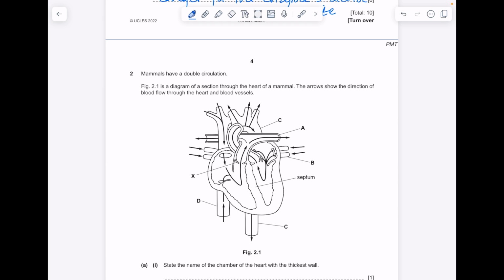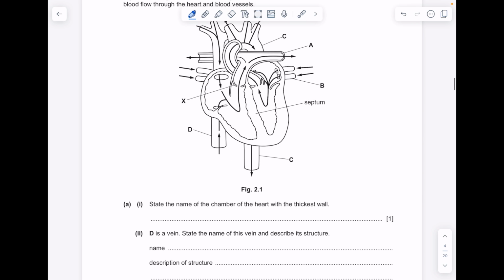Mammals have a double circulation. That means that the blood flows twice into the heart for every once it passes around the body. Figure 2.1 is a diagram of a section through the heart. The arrows show the direction of blood. State the name of the chamber of the heart with the thickest wall. So we're looking at this chamber here. Remember, the two sides of the heart are flipped. So that means it's the left side. It is the left ventricle.